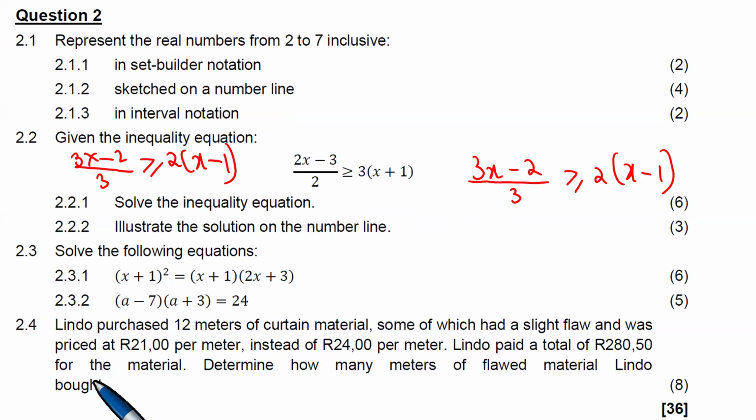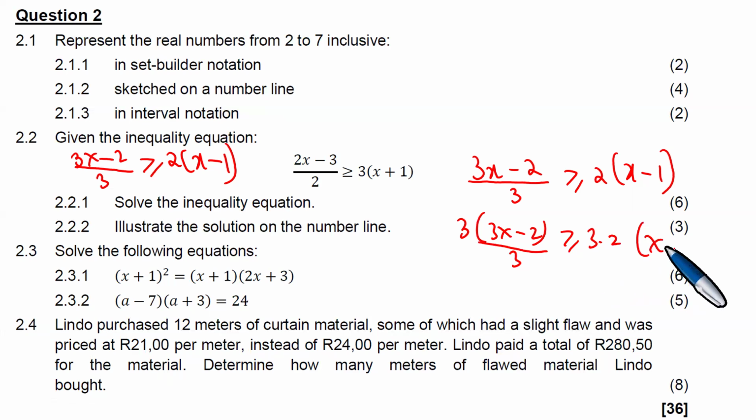Because we're practicing, we write 3 in brackets, 3x minus 2, and then over 3. And on the other side, it's 3 multiplied by 2, and then x minus 1. That is correct because we multiply both sides by 3.